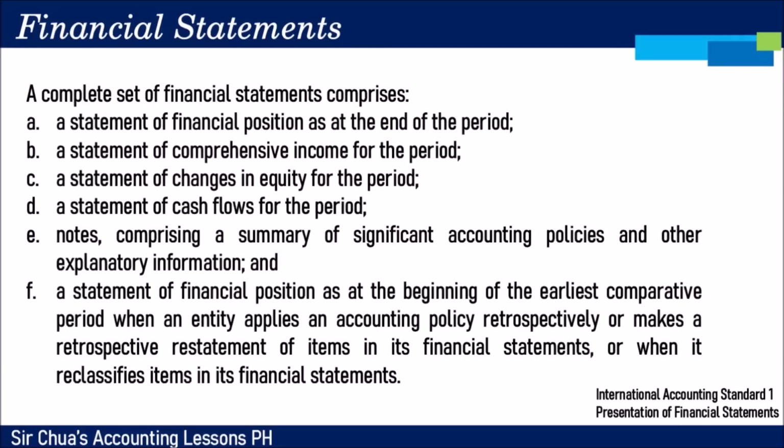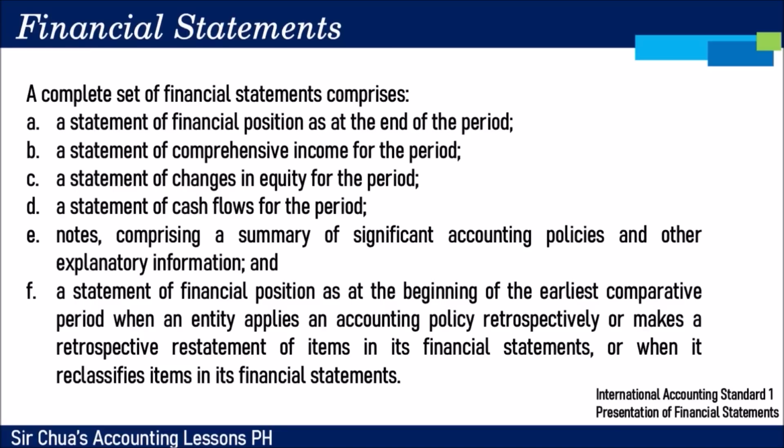A complete set of financial statements comprises the following: a statement of financial position as at the end of the period. Take note of the word as at. Okay, ibig sabihin, hanggang dito sa period na to, ito ang assets, liabilities, capital ko. Ganun siya. A statement of comprehensive income for the period. Pansinin nyo yung pinagkaiba. For the period, ibig sabihin, for the period lang. Ito ang revenue and expenses ko for the period lang.